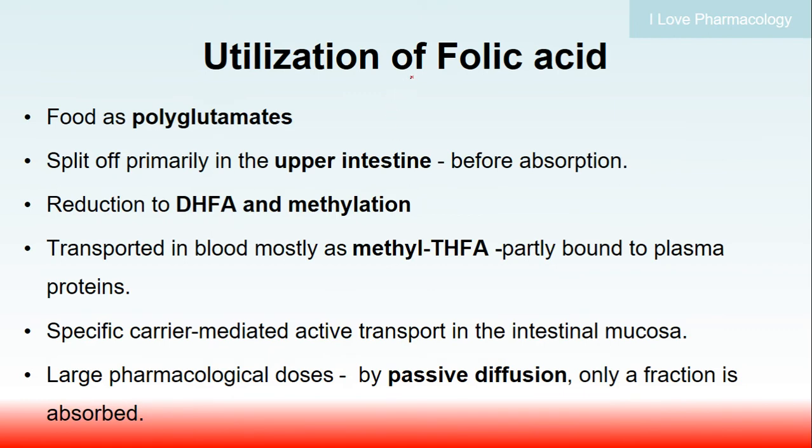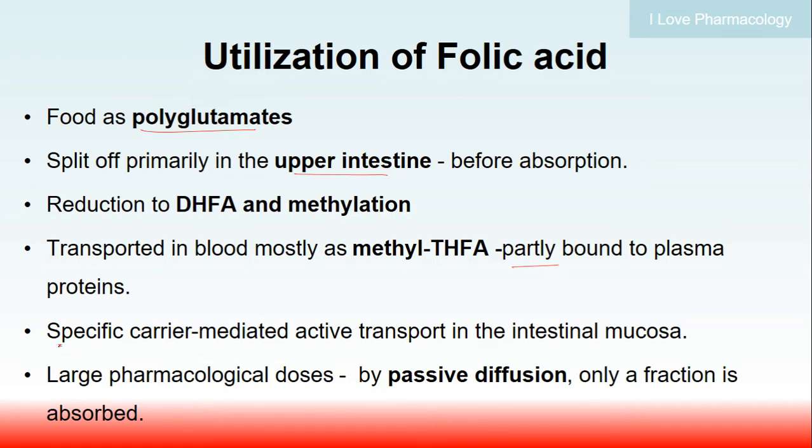So coming to the utilization of folic acid, the folic acid is present in food as polyglutamate. These polyglutamates will be split off primarily in the upper intestine before absorption, and both the reduction to dihydrofolic acid and methylation will occur in this upper intestine, and the transport of this folic acid in the blood will take place as methyl tetrahydrofolic acid, which will be partly bound to plasma protein.